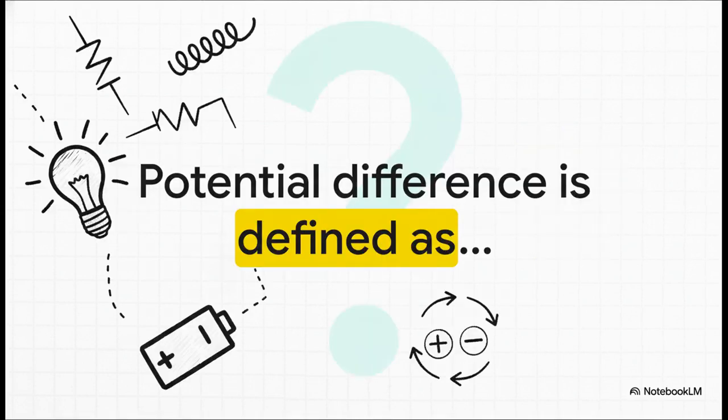All right, let's lock this concept in with another quick question. Potential difference is all about what? The answer has to be B. It's the work done or energy used for each unit of charge. It's the energy per charge.